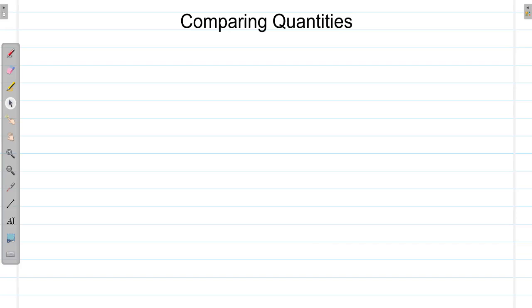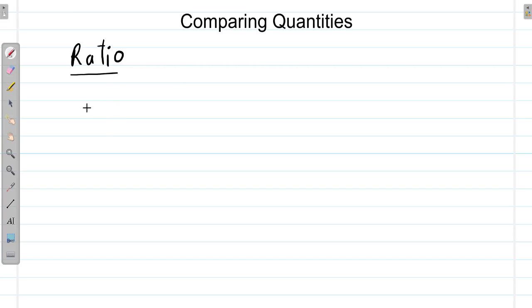In today's video, we will learn about comparing quantities. So in comparing quantities, the first topic is ratio. What do you understand by ratio? Ratio is mainly used for comparing two quantities.